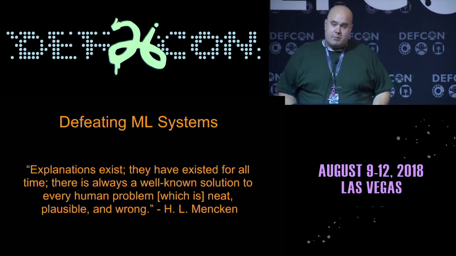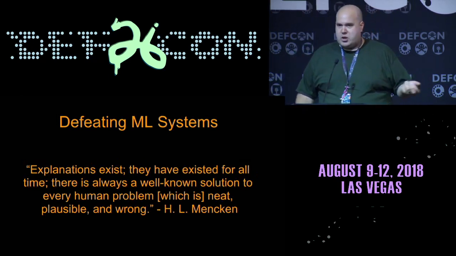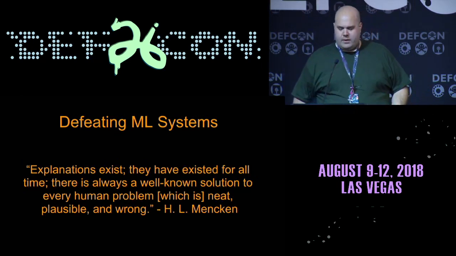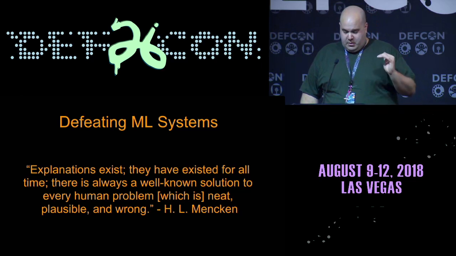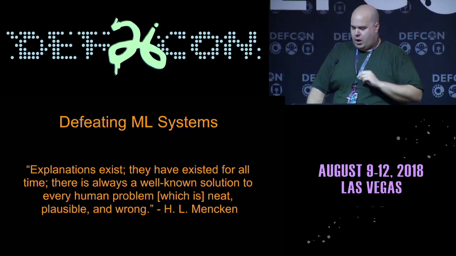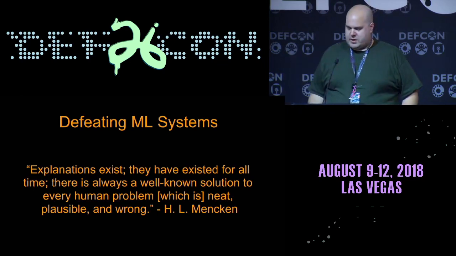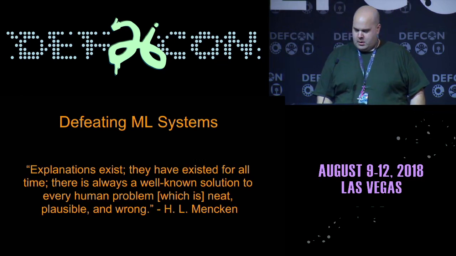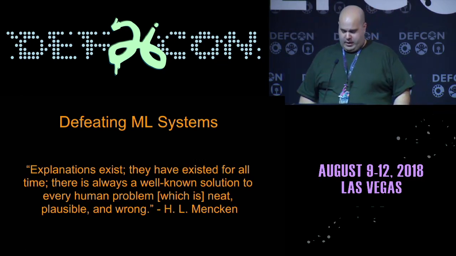So let's talk about breaking machine learning systems. H.L. Mencken was a journalist who lived in the 19th and early 20th century, and he's famed for saying, there's always a well-known solution to every human problem, which is neat, plausible, and wrong. I want to rewrite this in the modern world to say that there's a machine learning algorithm that's complicated, plausible, and wrong. Because you see, machine learning is best thought of as rule discovery, right?